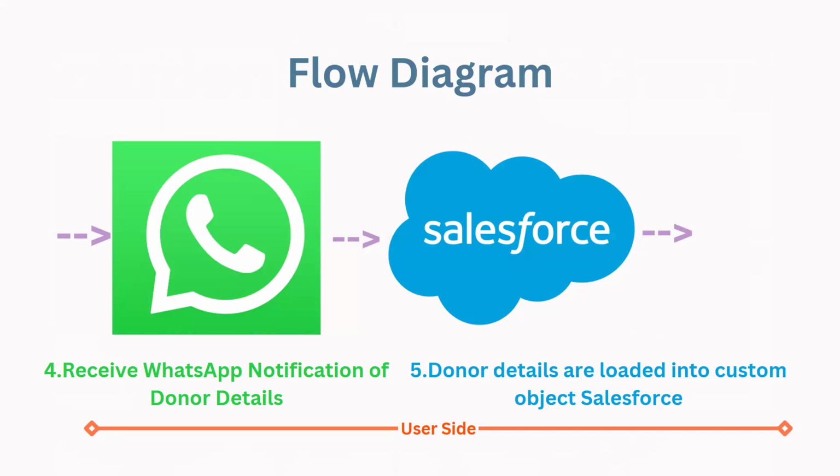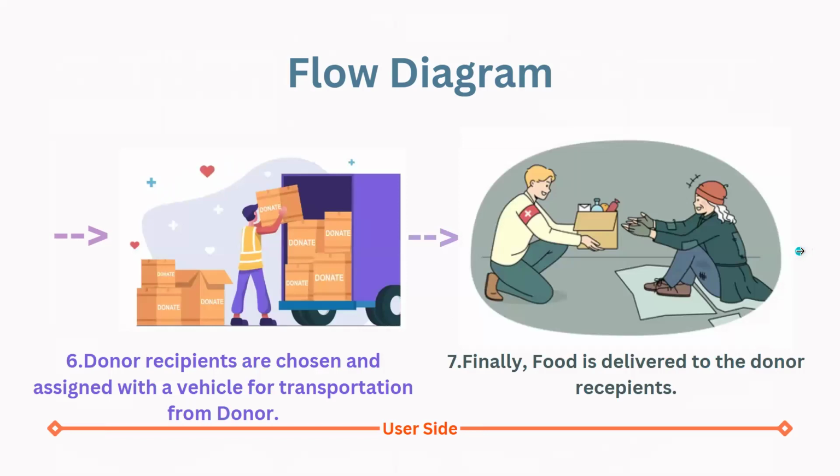The organization then receives a text on WhatsApp with the donor details. In this text, we get information about the contact number and a few more fields that can be mapped to the Salesforce custom object donor. The details are now in the Salesforce object. So the organization now needs to assign the food from the donor to the donor recipient. The organizer sets up a vehicle from the donor to the donor recipient using the transportation object. Hence, we have bridged the gap between the donor and the donor recipient. And finally, the food is delivered to the donor recipients.